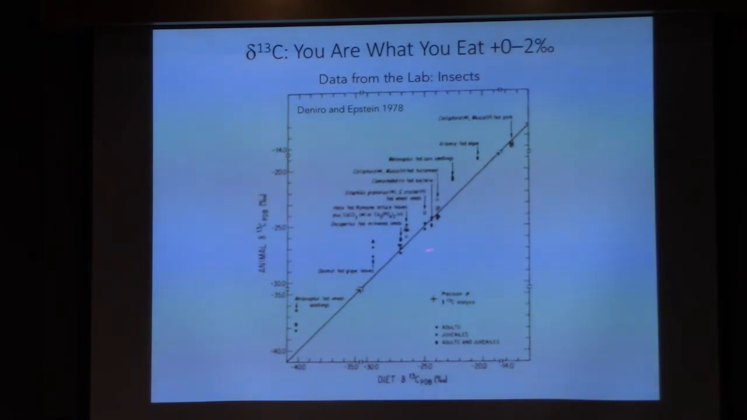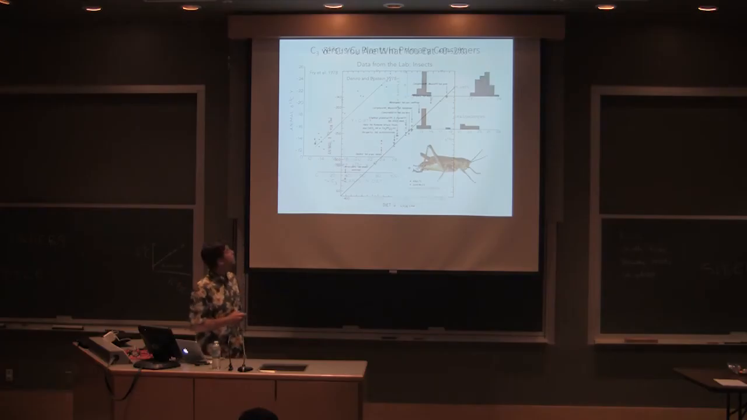One thing I want you to notice is that most animals plot a little bit above that line, meaning that they're isotopically enriched in comparison to the foods they consumed, right? And their enrichment varies depending on what kind of animal you are and what kind of tissue you analyze. And that's what we're going to talk about today. So that's the general pattern. 1978, we knew this a long time ago.